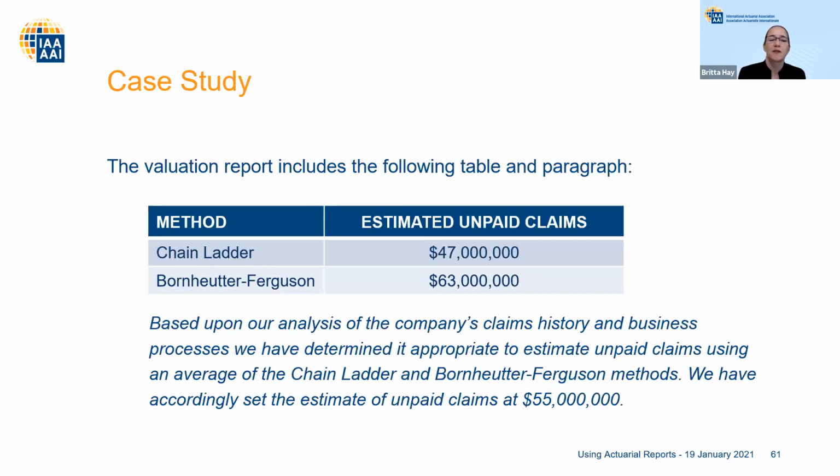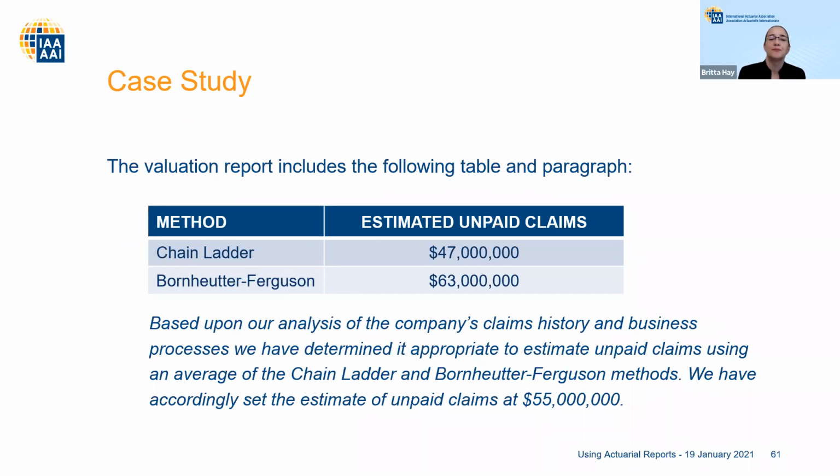So in the report, there are some numbers stated and a little bit of commentary on what the actuary has done. And so the 2 methods give 2 very different estimates for the unpaid claims. And the actuary has decided to use an average of those 2 methods as the estimate that they are going to use for the valuation. So this is something that you may come across in real life, because an actuary, especially in general insurance, is going to have to use their judgment to determine which method is going to be more appropriate for that particular report.